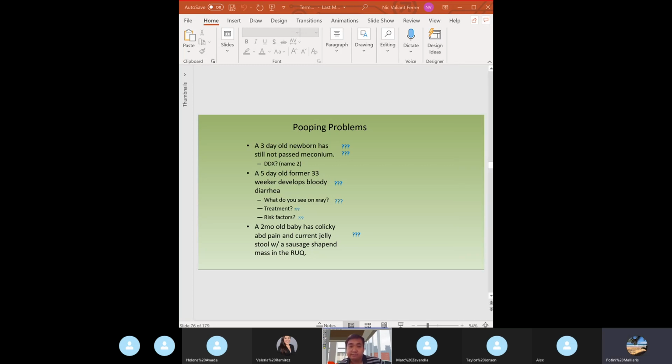Okay, now let's do some. Could the first one also be an imperforate anus? Which one? The three-day-old who has not passed meconium. It could be either; I want you to focus on Hirschsprung disease and meconium ileus. Okay, next one, so that's your peds.